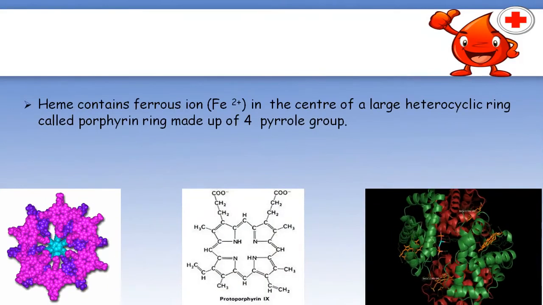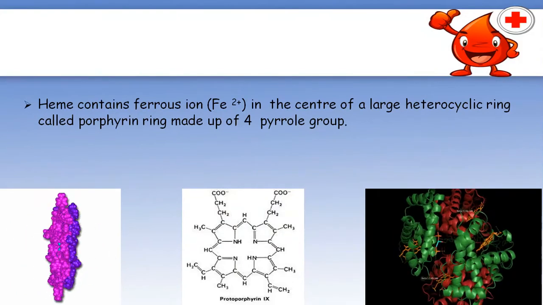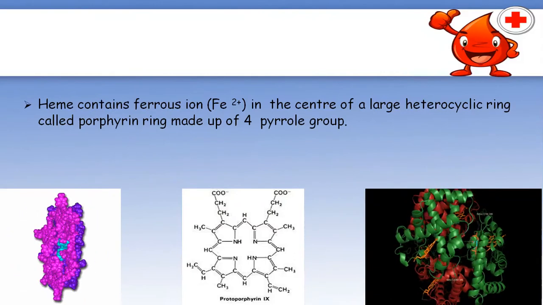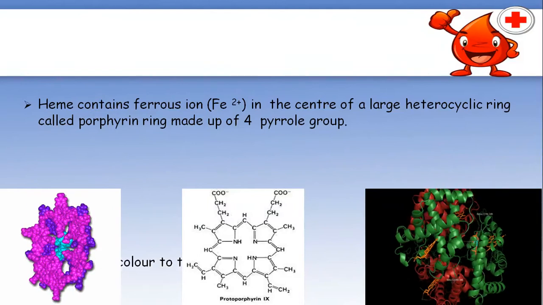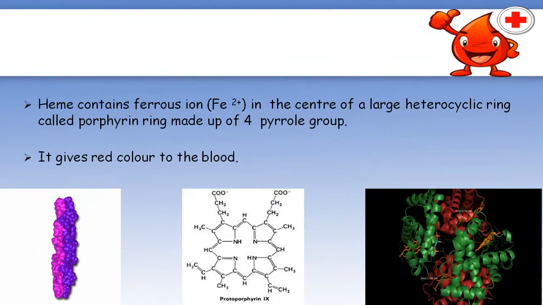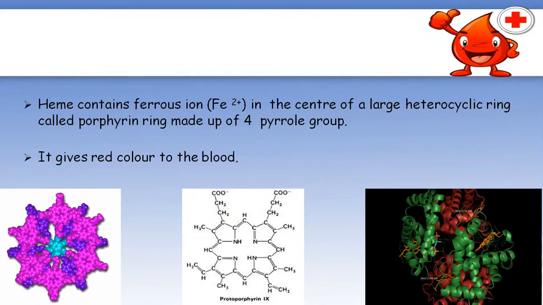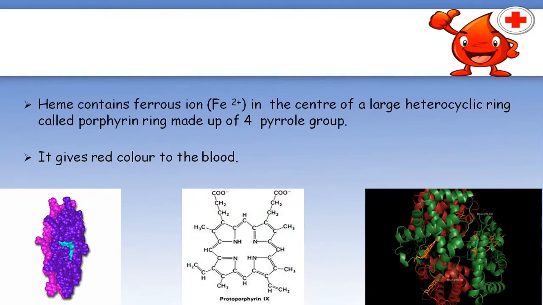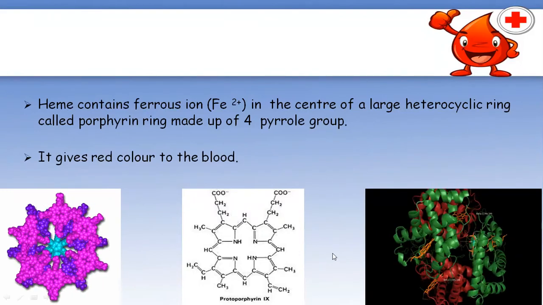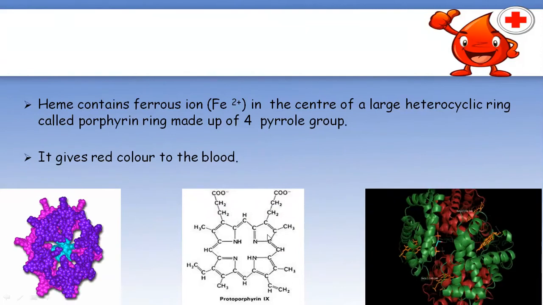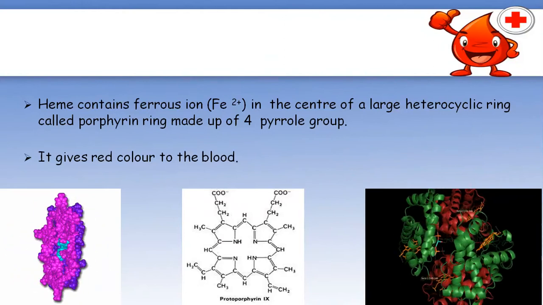Heme contains a ferrous ion in the center of a large heterocyclic ring which is called the porphyrin ring, made up of 4 pyrrole groups, and it gives red color to the blood. This porphyrin ring is responsible for giving the red color to the blood. Now see, these are the porphyrin rings, which are made up of 4 pyrrole groups.